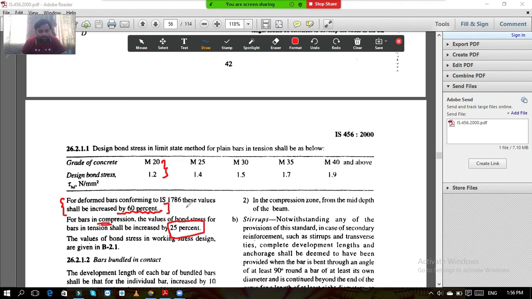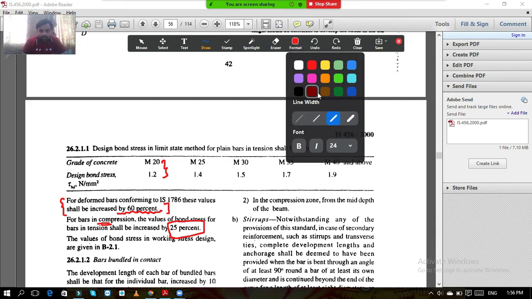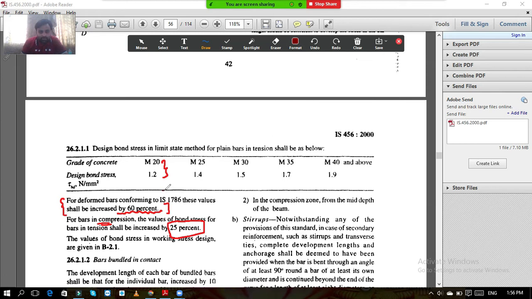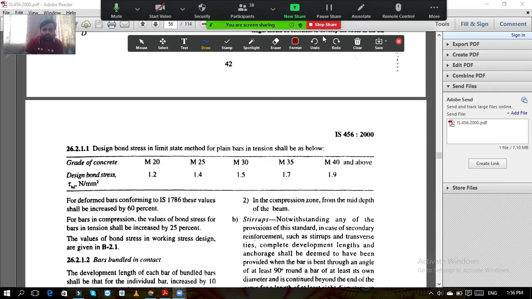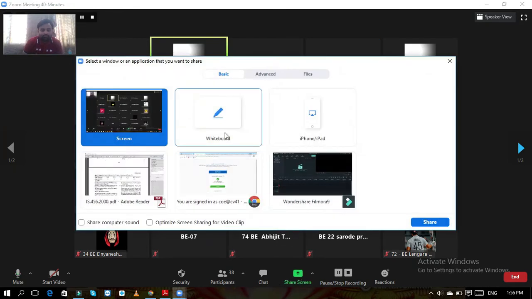Okay, so when it is in tension, we need to increase this by 60%. Means what? We are increasing it by 60%, so we need to multiply this by 1.6. This is nothing but an increase by 60%, and for the 25% we need to multiply by 1.25. This is the further increase. Okay, so now we will go back to our problem again.